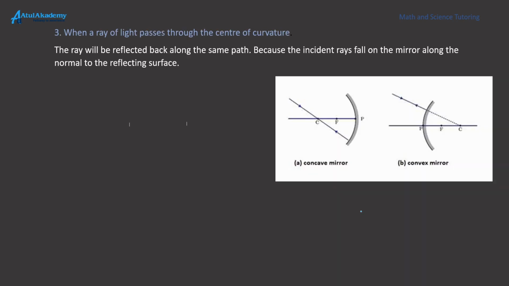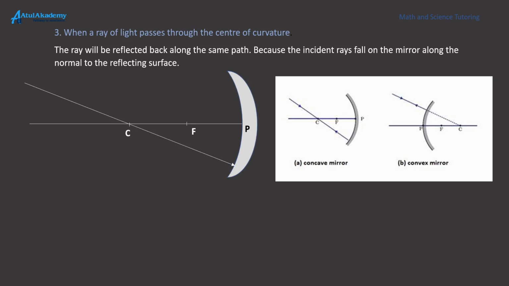Okay. Now, let's move to the third rule, which says what happens to the light ray when it passes through the center of curvature, or is directed towards the center of curvature. Let's see. Check for the concave mirror, the pole, focus, and center of curvature. If you see over here, this is the incident ray coming through the center of curvature. How will it be reflected back? It is reflected back through the same path. The ray will be reflected back along the same path.